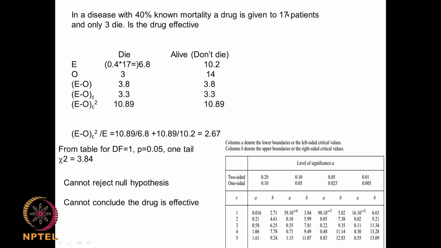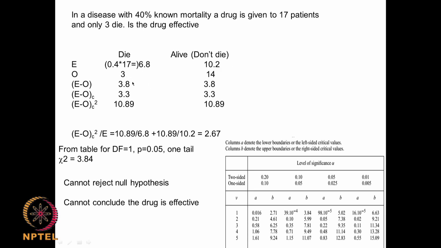17 people, so we expect 40% of 17 to die, that means 0.4 of 17 to die, 6.8. So how many will be alive? 17 minus 6.8, that is 10.2, but we observed 3 died, so 14 are alive. So observed is 3 died, 14 alive, expected is 17 into 0.4, 6.8 to die, 10.2 to be alive.